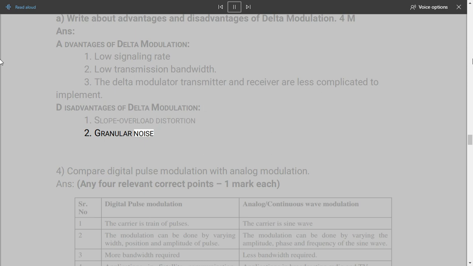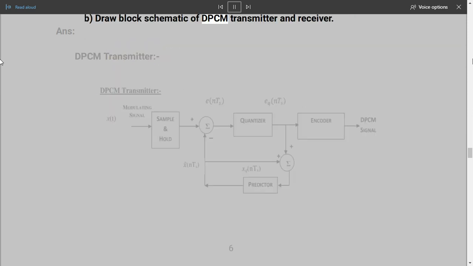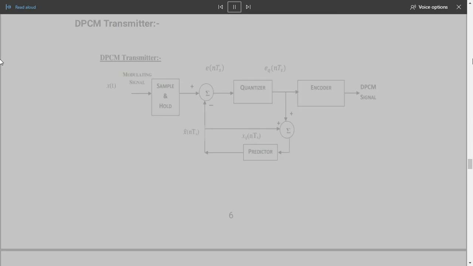4. Compare digital pulse modulation with analog modulation. Answer: any 4 relevant correct points, 1 mark each. B. Draw block schematic of DPCM transmitter and receiver. Answer: DPCM transmitter.